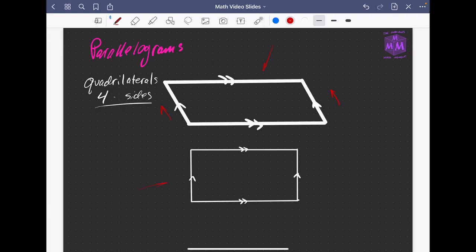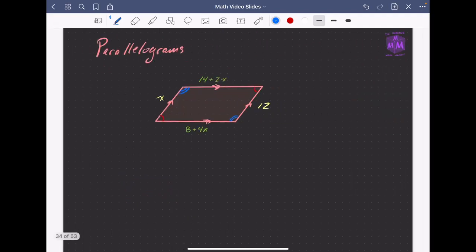Same thing. I have two opposite sides that are parallel to each other, and my other opposite sides are parallel to each other. And there's some phenomena going on here that we're going to explore. Some things that we know about parallelograms are helpful. Here's a parallelogram with some labels. This angle and this angle are marked the same, and in fact, in a parallelogram, opposite angles are congruent to each other.